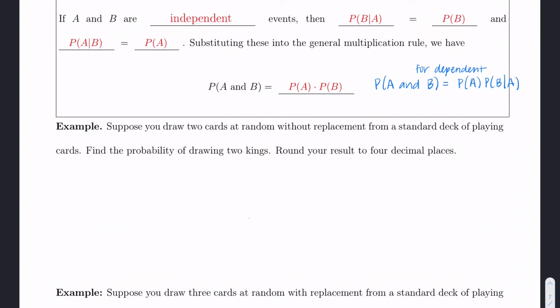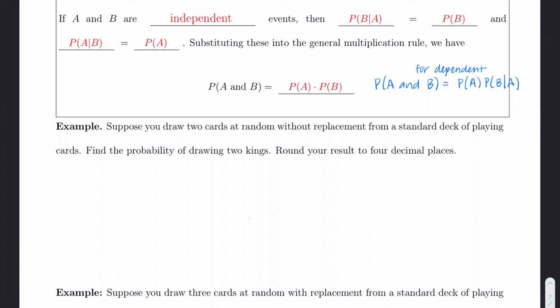So these next two examples are both about drawing multiple cards out of a standard deck of playing cards. For both of them, we're going to have to use one of the multiplication rules that we've been given. We're going to use either the one for independent events or the one for dependent events. And so we just have to figure out if our events are dependent or not.